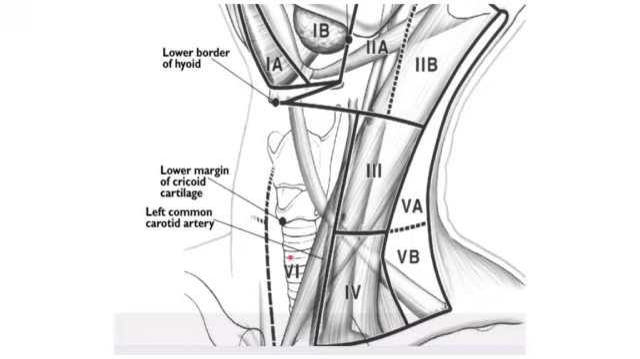Next is level 6. Level 6 is all the nodes inferior to the hyoid bone and above the top of the manubrium, between the medial margin of bilateral common carotid and internal carotid arteries. And level 7 is all nodes below the top of the manubrium, between the medial margin of the common carotid artery bilaterally and extending inferior to the level of the innominate veins.